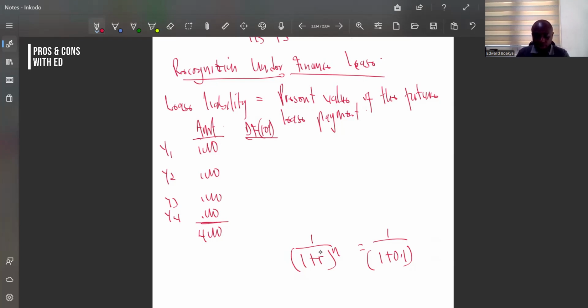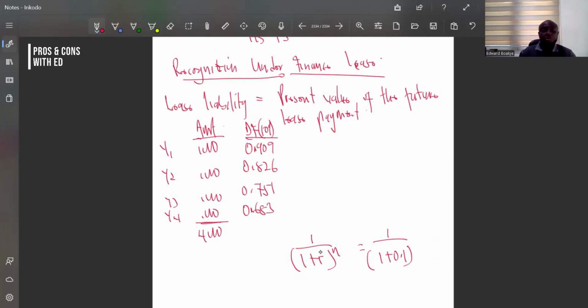So let me use my calculator. 1 divided by 1.1 raised to the power 1 will give me 0.909. 1 divided by 1.1 raised to the power 2 will give me 0.826. Raised to the power 3 will give me 0.751, whilst raised to the power 4 will give me 0.683.